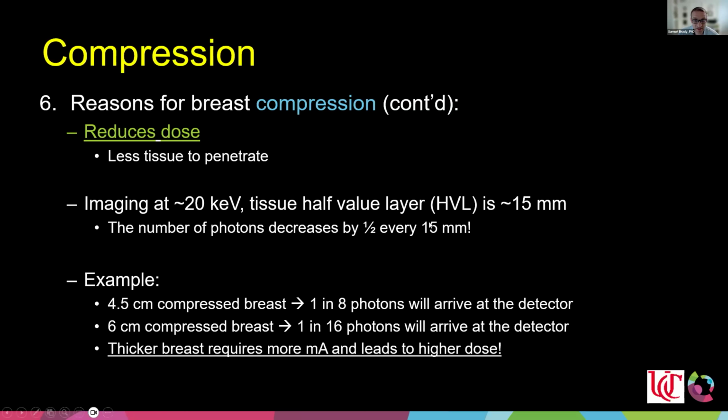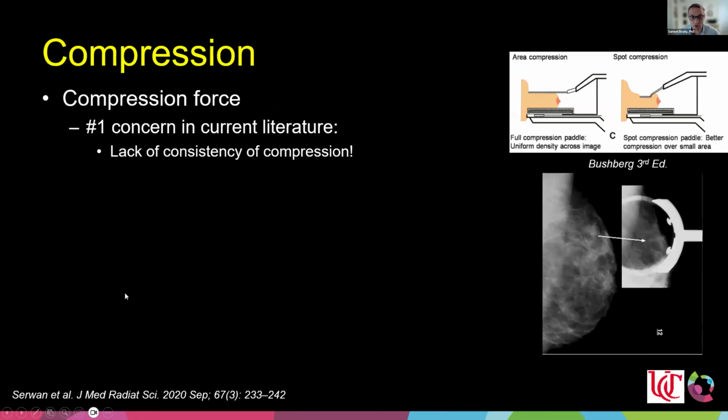Therefore, thicker breast tissue needs more radiation to penetrate. So for example, with a 4.5 centimeter compressed breast, only 1 in 8 photons will arrive at the detector. With a 6 centimeter compressed breast, only 1 in 16 photons will arrive. To keep the image quality the same, we have to have higher radiation output for thicker and thicker breasts. So compression generally keeps the overall breast dose low.